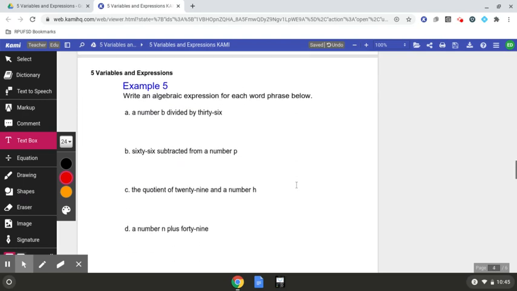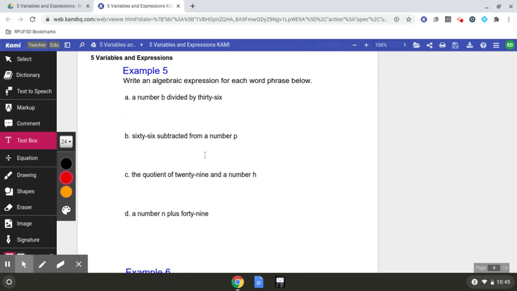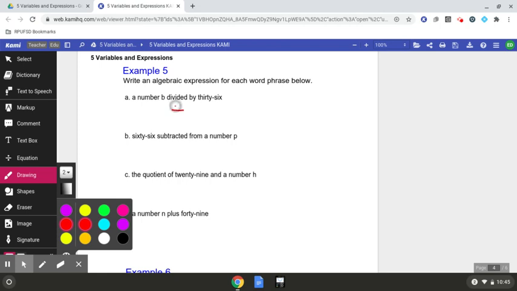Okay, number 5. So now this is just continuous practice. So it says write an algebraic expression for each word phrase below. So it says a number b divided by 36. So again, remember, you could leave it just like that, or you could write this, and I like to write it like this, b divided by 36 as a fraction.